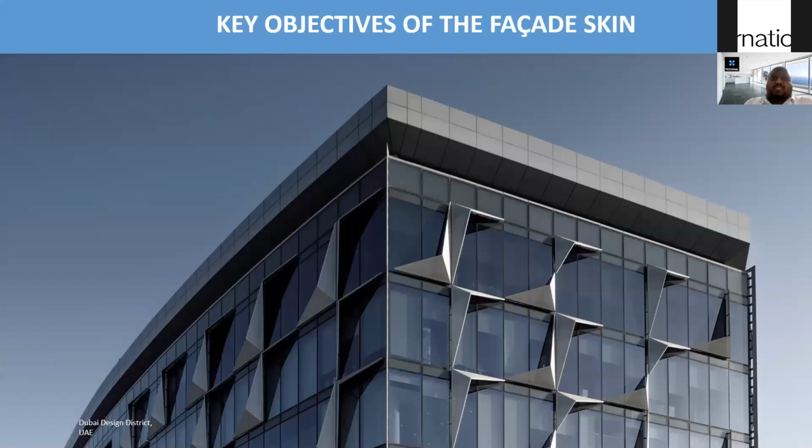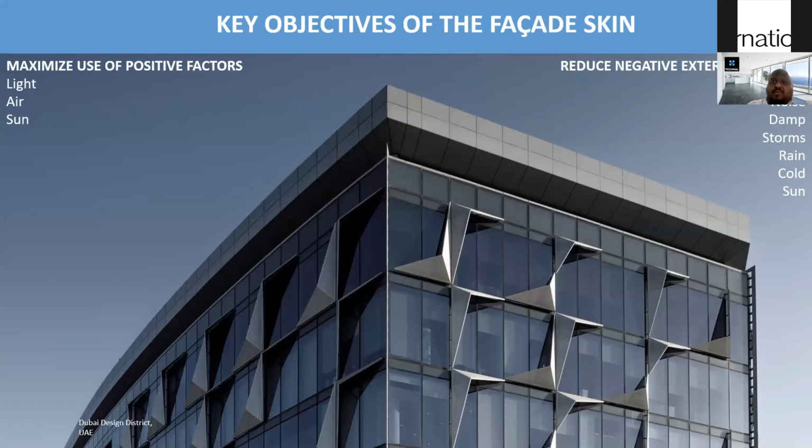So what is the role of a facade? Essentially, it needs to reduce negative external factors. So the curtain walling needs to make sure that your building is protected from heat, noise, damp, storms, rain, cold, and of course, we have abundance of sun in this region. So that is also an important factor which the curtain wall needs to protect the building from.